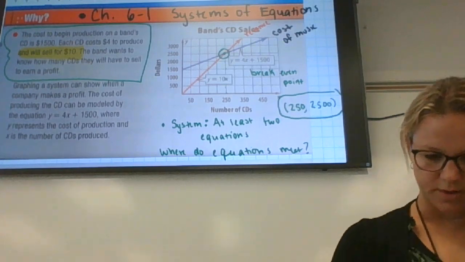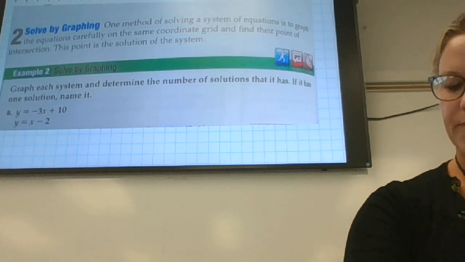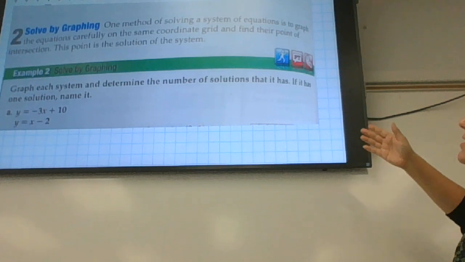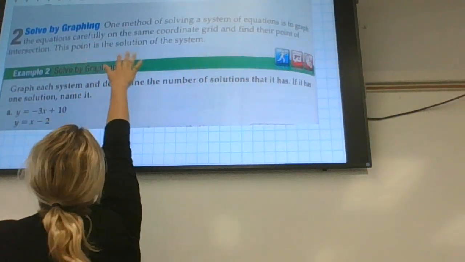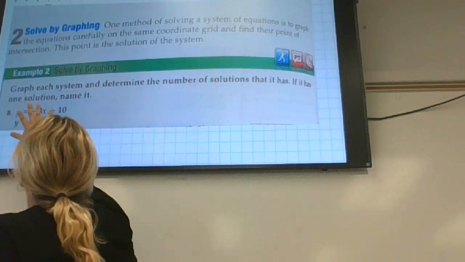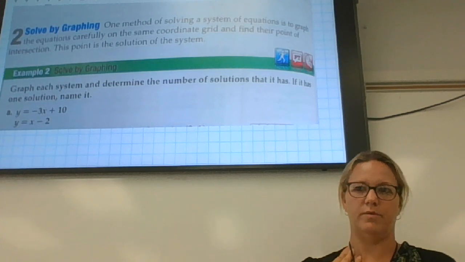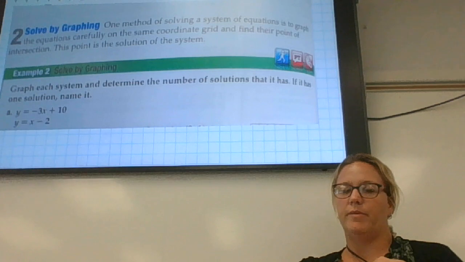Okay, let's start. Here we go. There's lots of ways mathematicians have figured out how to do break-even points. Not all of them involve graphing. The first way you learn is to graph. So graph the equations carefully on the same coordinate grid and find their point of intersection. I'm going to give you a piece of graph paper unless you have it. So get out a piece of graph paper.